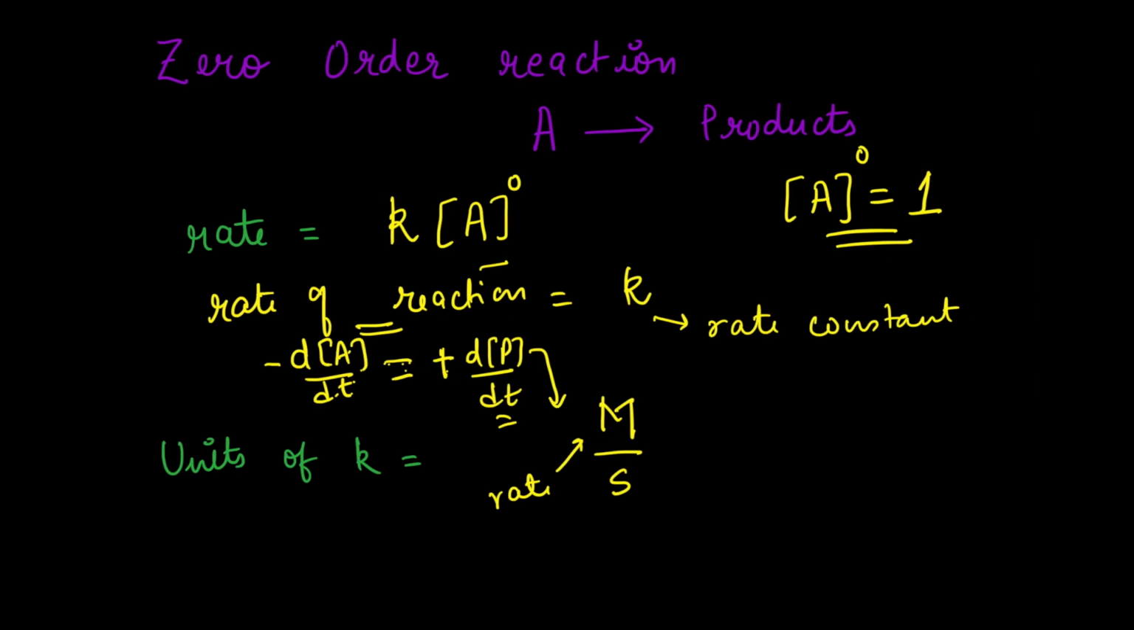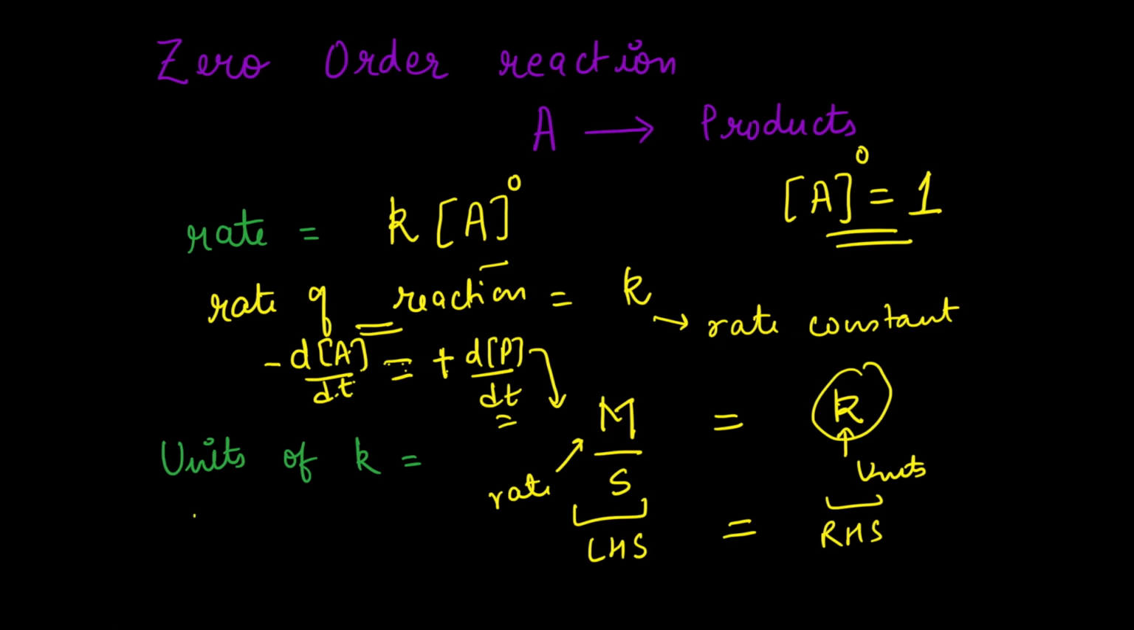Now, if you want to know the rate constant's unit, always remember the left hand side units should be equal to the right hand side unit. So therefore, in this case, the units of the rate constant is molars per second. So this is the units of rate constant for zero order reaction.